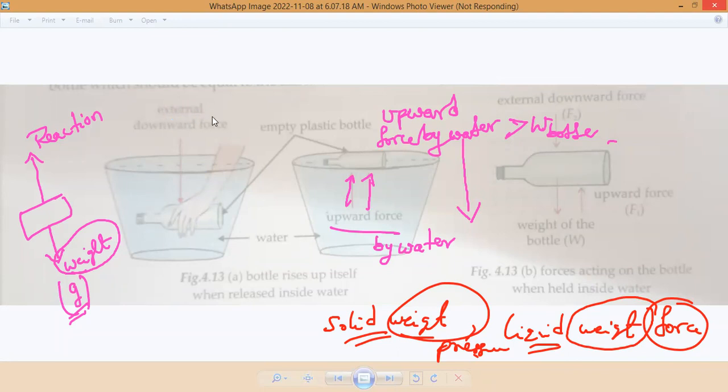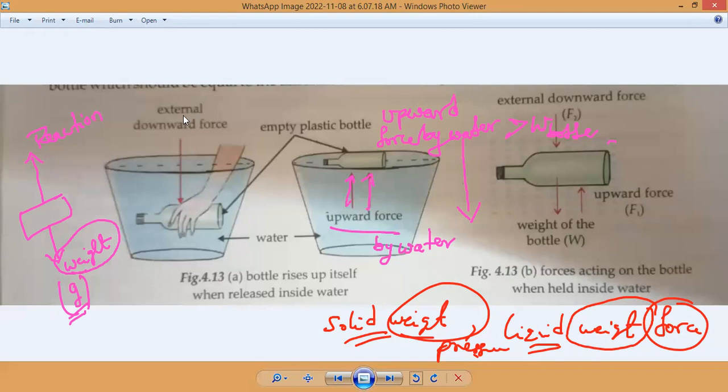applying some force. What is that force? Anybody here? What is the force I am applying when the bottle is immersed? Please respond. When the bottle is immersed, I am applying my external force with my hand. As soon as I remove my hand, you can see the force exerted by the water is greater than the weight of this bottle, so the bottle will come and settle on the surface of the water. Is it okay, guys? Everybody? Yes or no? Yes, sir.